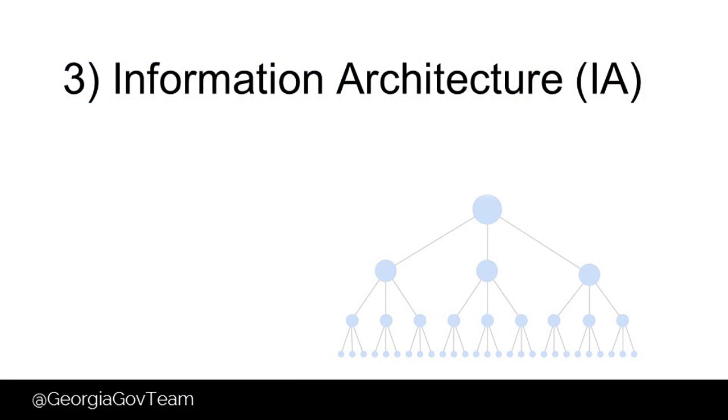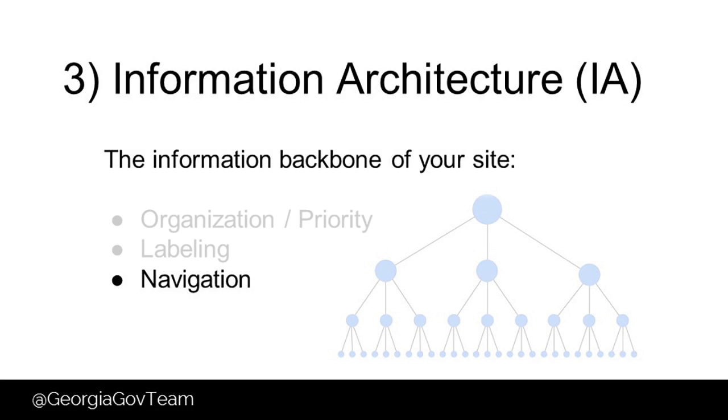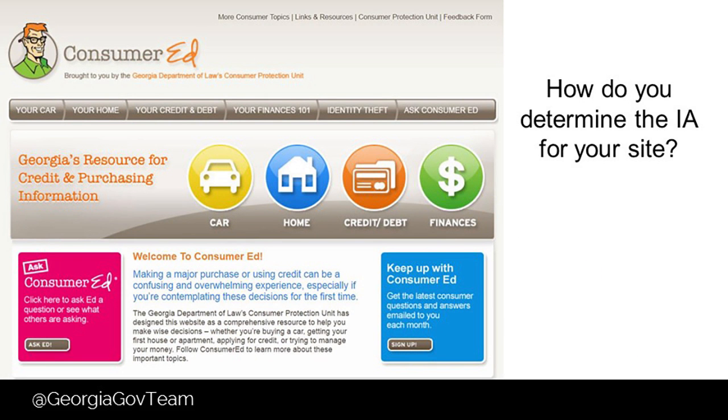The third way you show up is information architecture. Information architecture, IA, is also known as how your site is organized. It can go from the organization, priority, labeling, navigation. So this is Consumer Ed. This was before they came with us. Remember, this is the site from the Consumer Department of the Georgia Department of Law to protect Georgia consumers.